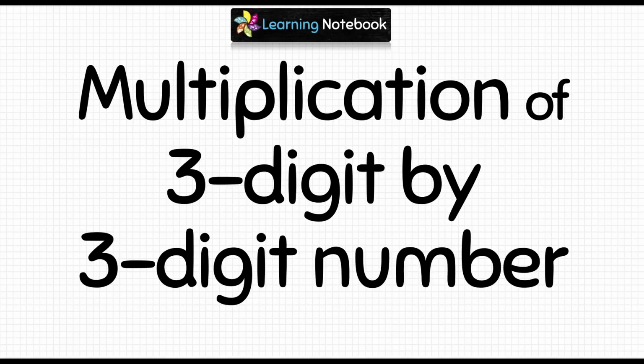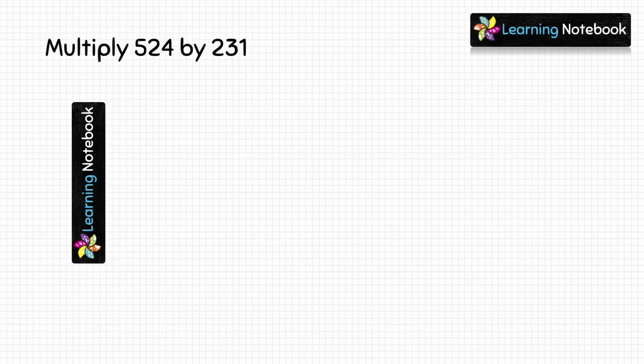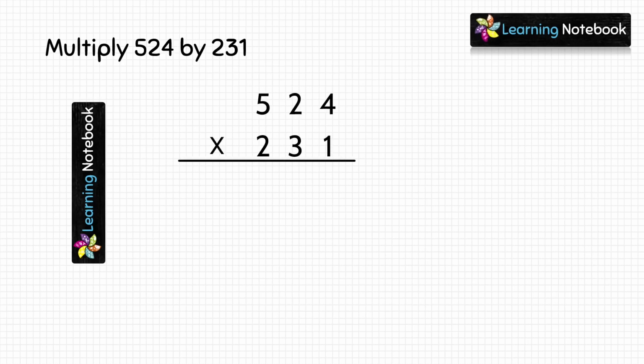In today's video, we are going to learn multiplication of 3-digit by another 3-digit number. Question is, multiply 524 by 231. So students, we have to multiply these two 3-digit numbers. So first of all, we will write them in column as shown here.